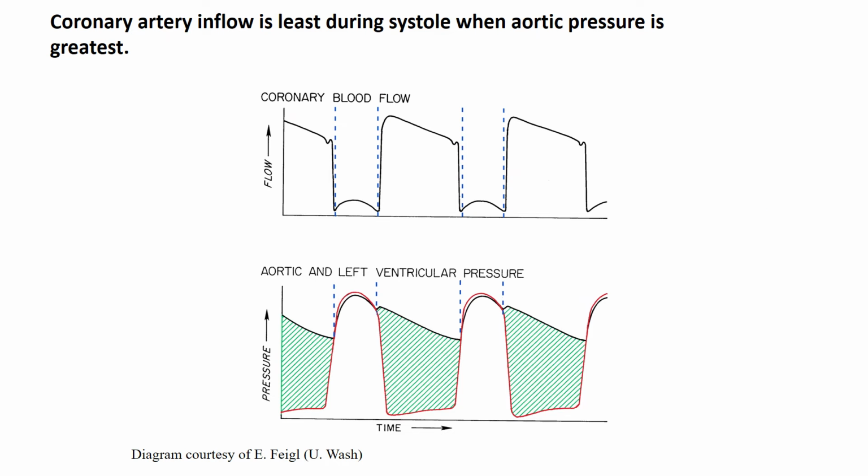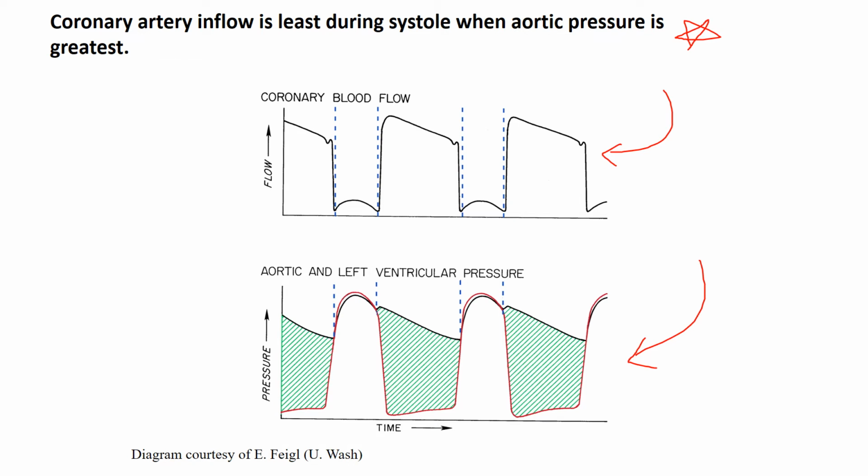The next important concept is that the coronary artery inflow is least during systole when aortic pressure is the greatest. This has to do with the idea that the driving force for coronary blood flow is diastolic pressure. So what's going on? Here are the ventricular and aortic pressures during the normal cardiac cycle, and here's a plot of coronary flow at the same time.